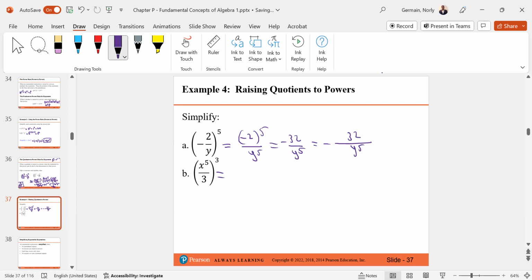The same, we realize in this one, if we do x power 5 over 3 power 3, x power 15 over 27, because 3 power 3 is 27.